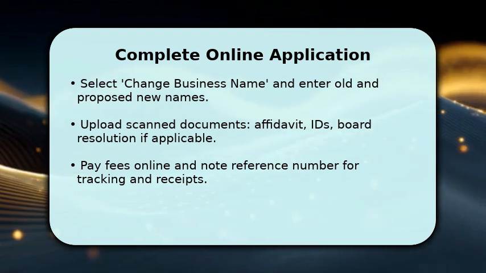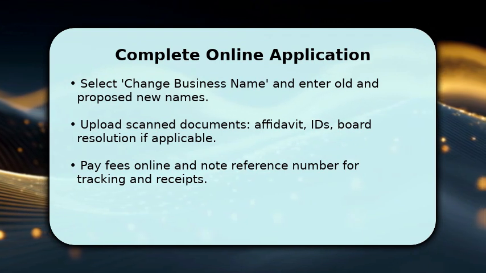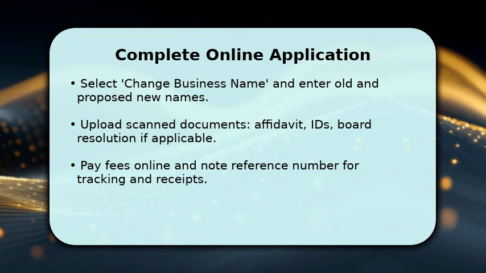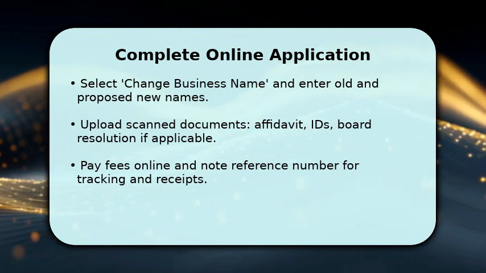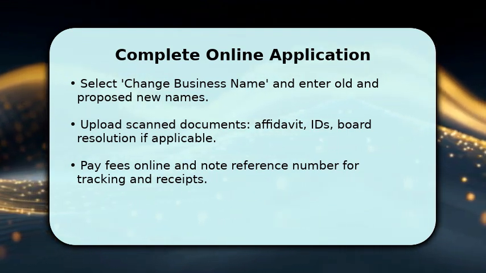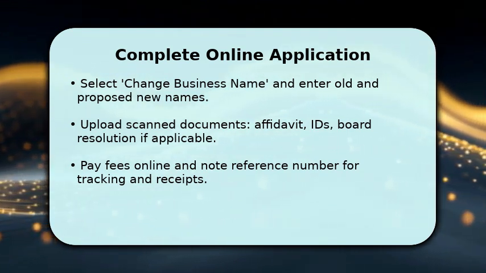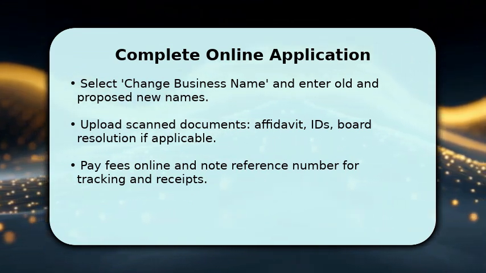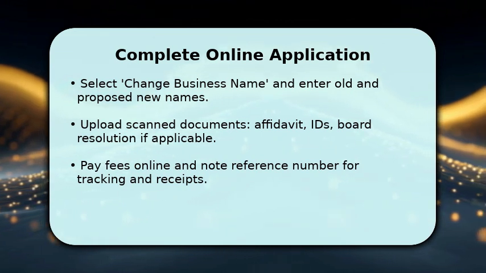Upload required scan documents, owner ID, affidavit of change, and a board resolution if the business has a board. After uploading, proceed to payment. Select the approved payment channel, complete the transaction, and immediately save the reference number and e-receipt. These proof items help if verification flags appear later.